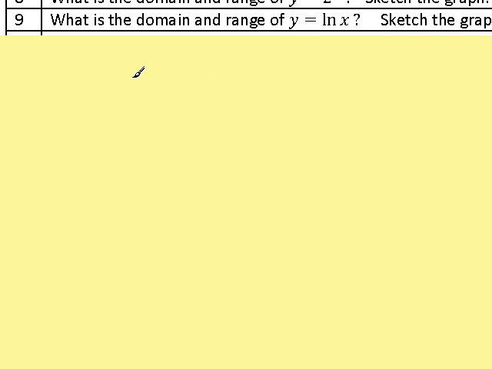Okay, domain and range and graph of y equals ln x. Let's remember that one. Ln x goes through 1, 0. It goes up gradually, and we have a vertical asymptote.